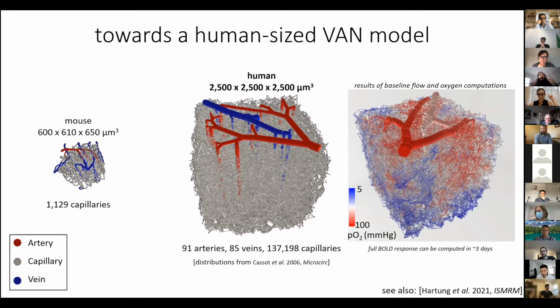Okay, we dramatically improved the computational efficiency of our flow and oxygen solver, and we're now able to compute oxygenation in this human VAN in a reasonable amount of time, although still a full simulation takes a few days to compute.